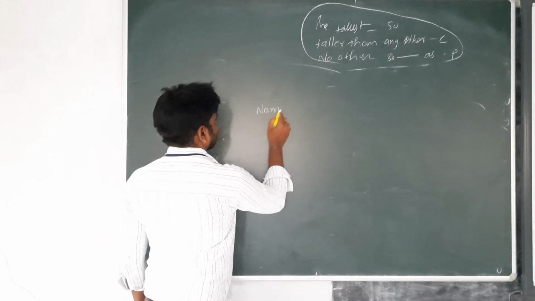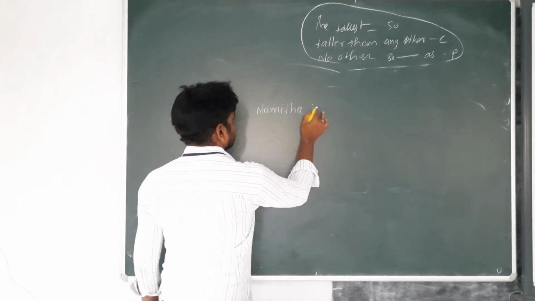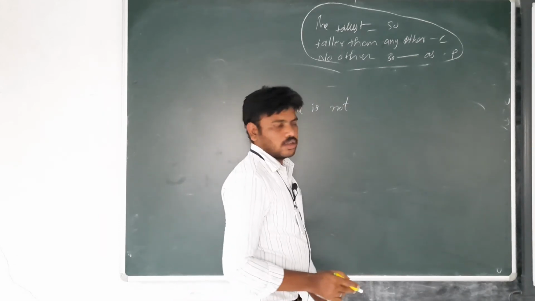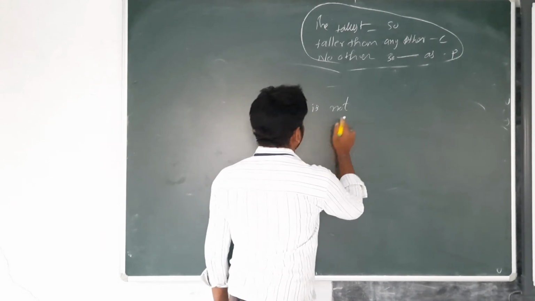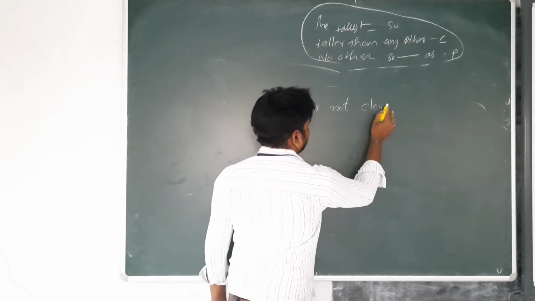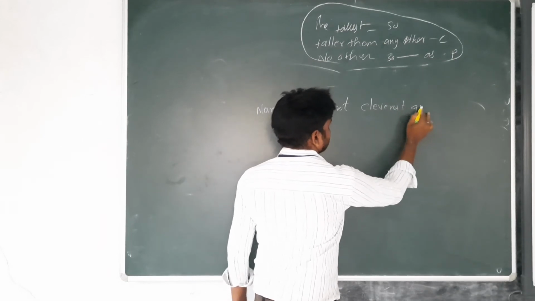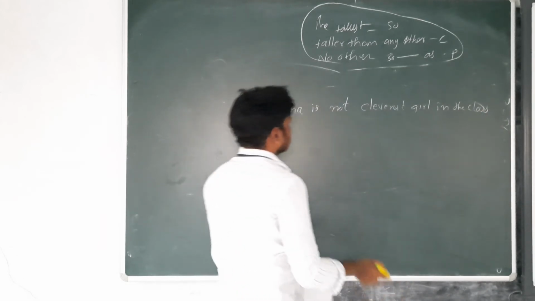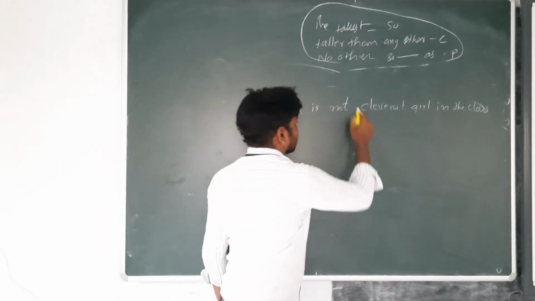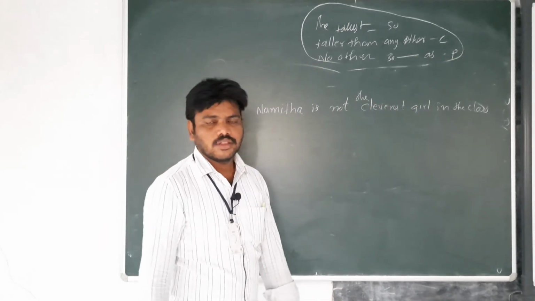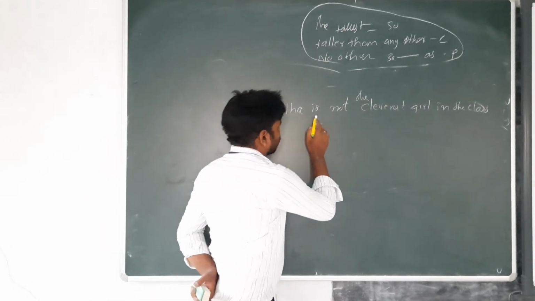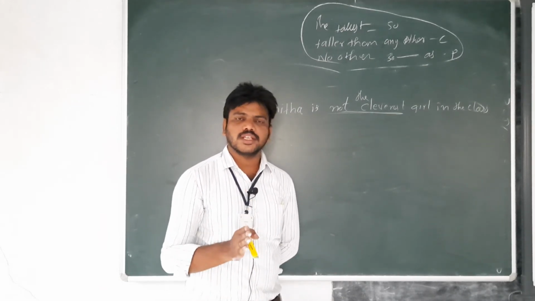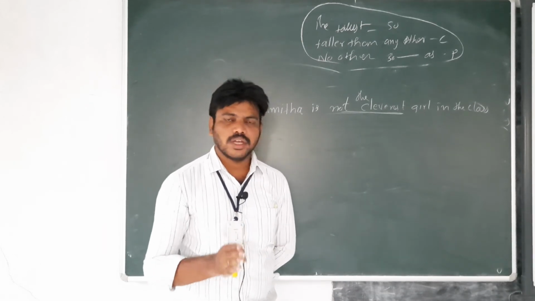Namita is not the cleverest girl in the class. This is the superlative degree. So what did you find out here? Not the cleverest. What kind of sentence? Negative sentence. Once again, I repeat, negative sentence.